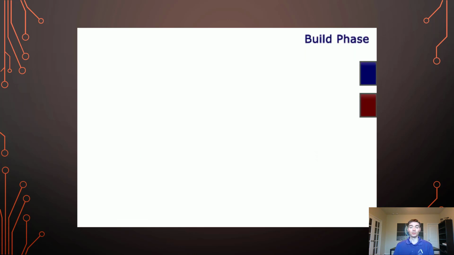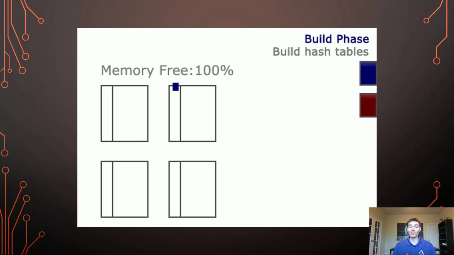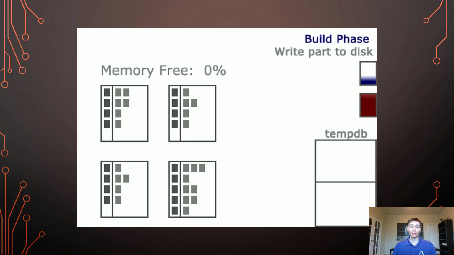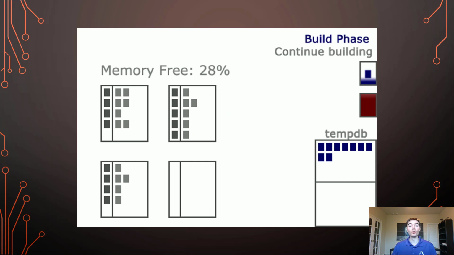Now, I keep saying write to disk. Writing to disk is slow. And if you have a hash join that spills, it's probably slow. You don't want this.